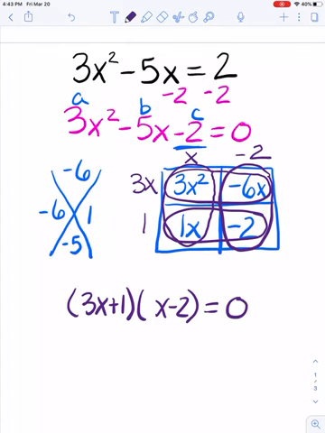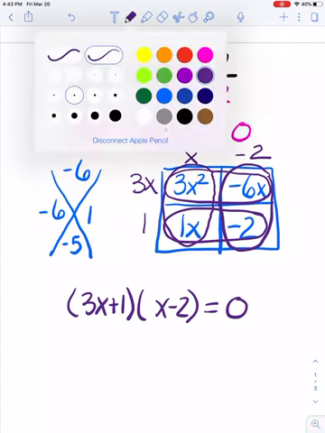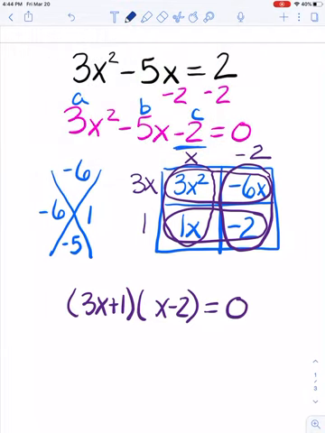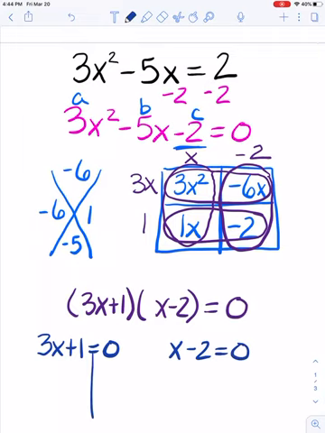So again, from here, I just use that zero product property, which says in order for this whole thing to be 0, at least one of the factors has to be 0. So either 3x plus 1 has to be 0 or x minus 2 has to be 0. So I'm just going to set them each equal to 0. So I get 3x plus 1 equals 0 or x minus 2 equals 0. Just solve each of these for x.